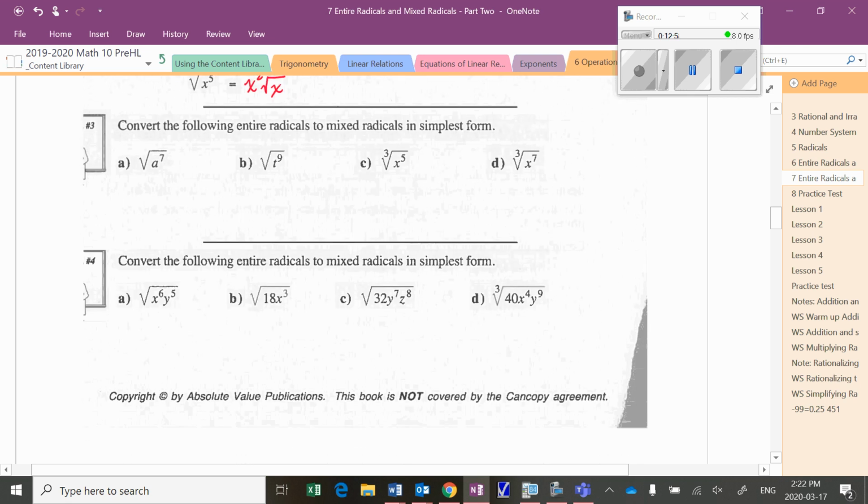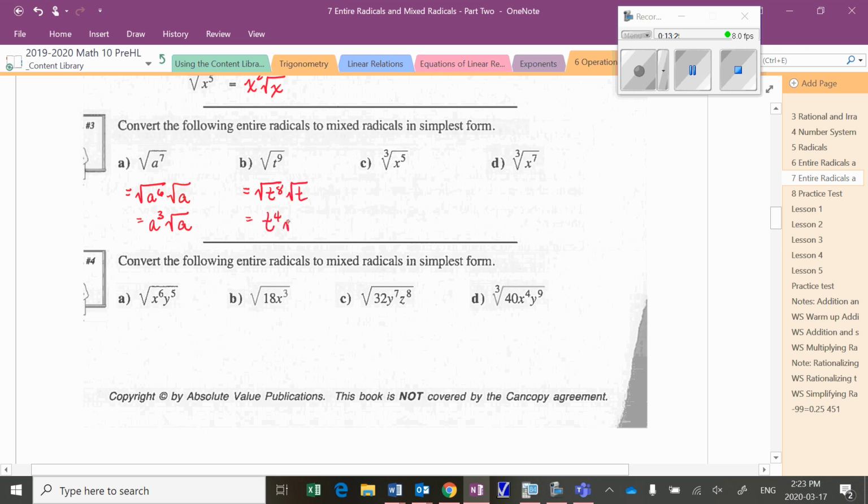Okay, looking at class example number 3, the square root of a to the 7th. The largest perfect square factor is a to the 6, so we've got root a to the 6 times root a, or a cubed root a. Square root of t to the 9th, again, the largest perfect square factor is the largest multiple of 2, since our index is 2, so square root of t to the 8th times the square root of t, or t to the 4th root t.